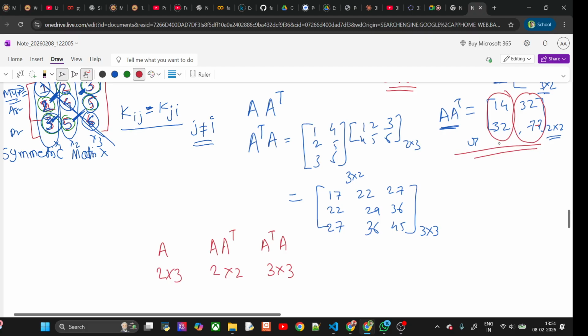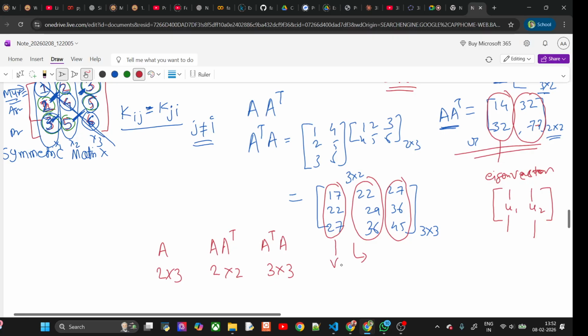These are your eigenvalues of this matrix. And I can write u1, u2, these are eigenvectors. And for this matrix, these are also eigenvectors v1, v2, v3. These are the normalized ones. Okay, I need to do this one.